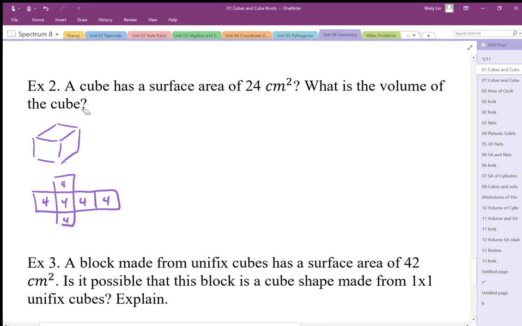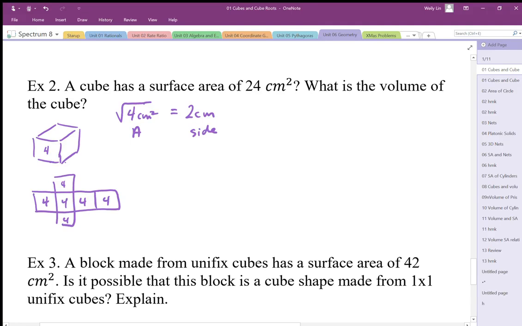To find out the volume of this cube, really I need the side length. So if the area is 4, how do I go from area to side length? Well, I need to square root. So if I take the square root of 4 centimeters squared, I'm going to end up with 2 centimeters of side length. This is my area. This is my side.